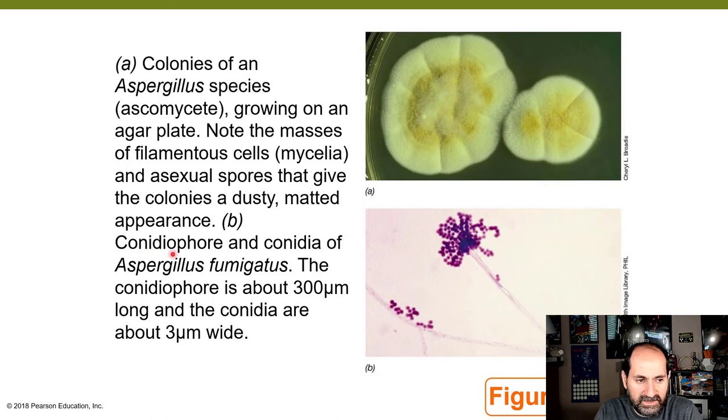In B, the conidiophore and conidia of Aspergillus fumigatus. You can see that the conidiophore is about 300 micrometers long and the conidia are about 3 micrometers wide. So each one of these little spores is about 3 micrometers wide.